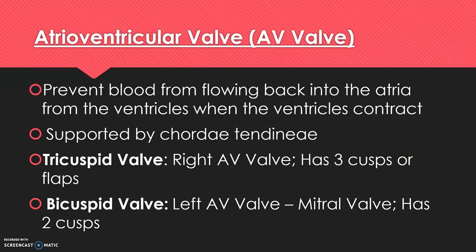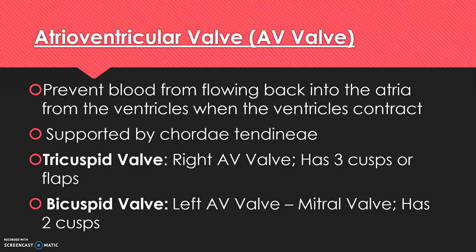So the AV valves prevent blood from flowing back into the atria from the ventricles once that ventricle contracts. They lie right between the atrium and the ventricle, and they do have support from the chordae tendineae. Now, these are strong, fibrous projections that are going to help with the structure and support of the valves.